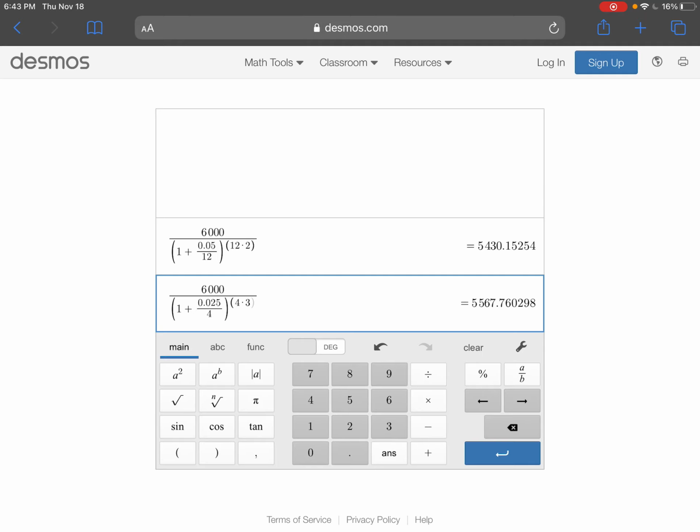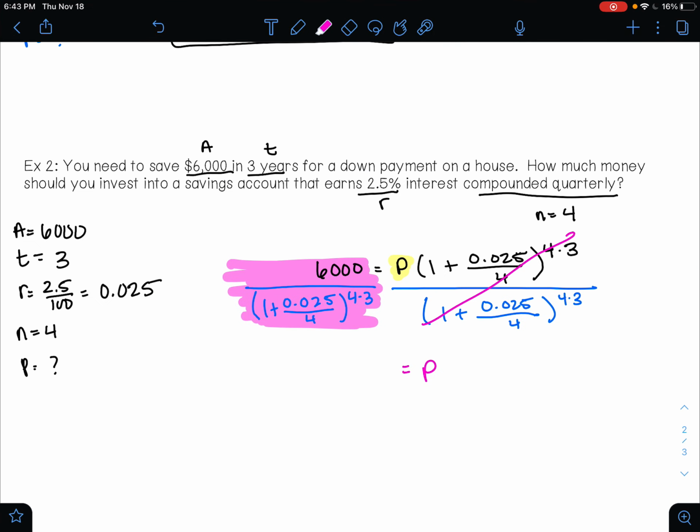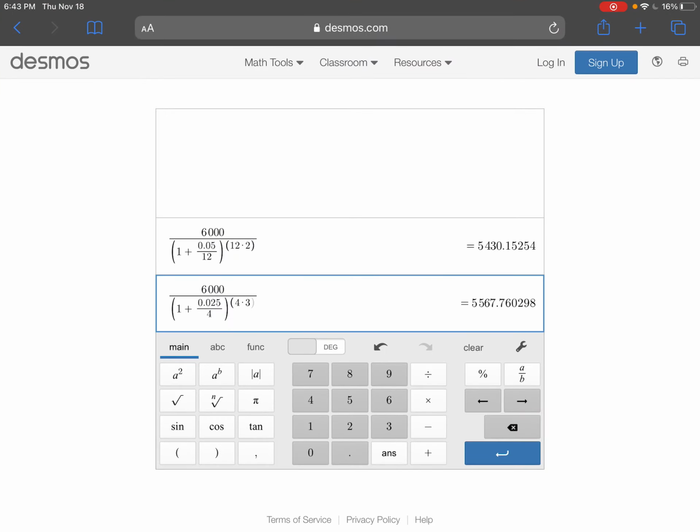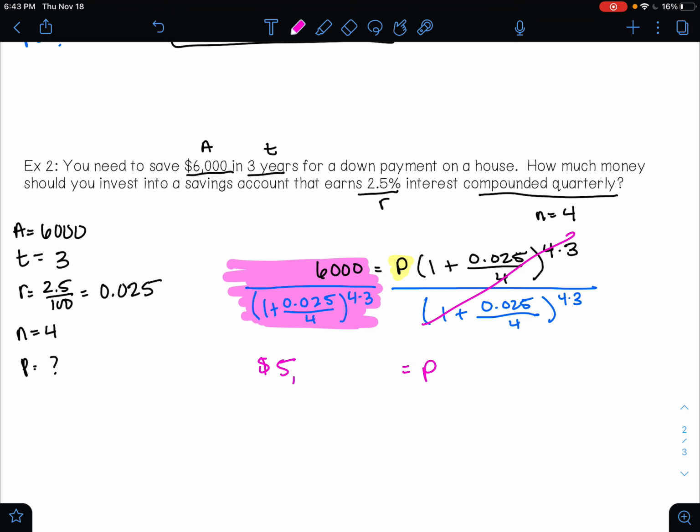$5,567.76. So $5,567.76. That is how much money that I would need to invest today to have $6,000 in 3 years using this bank account.